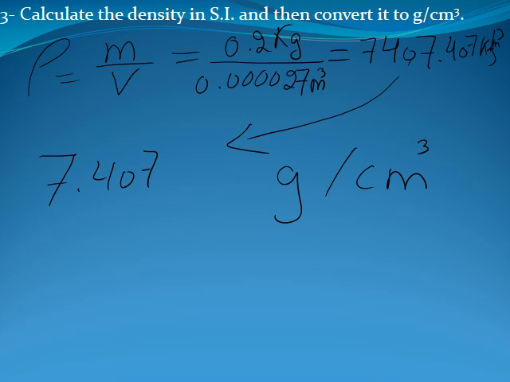7.407. We have 7.407 gram per centimeter cube. We moved the decimal point 3 times: 1, 2, 3. So it will be here. Okay? Thank you, Muhammad.